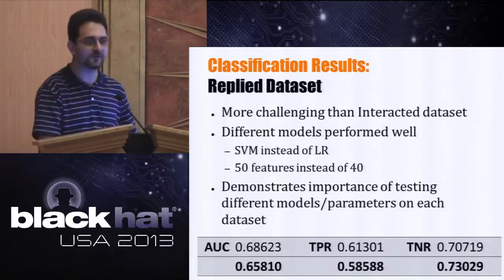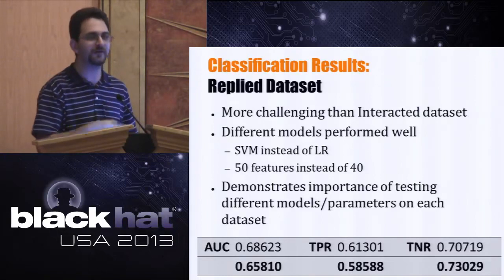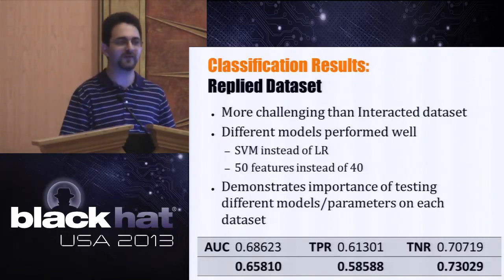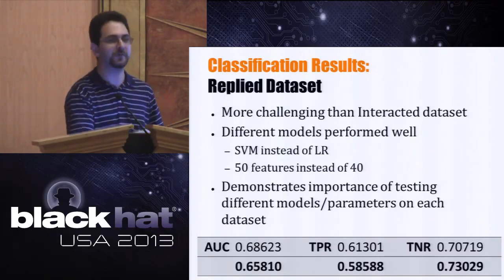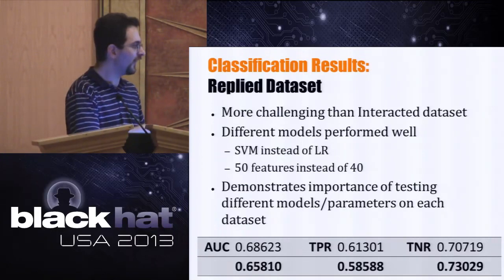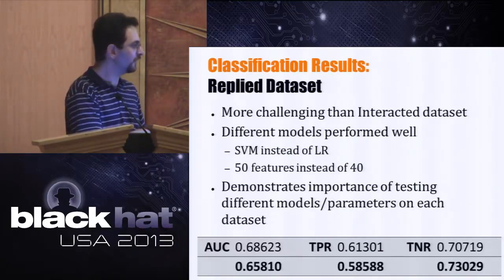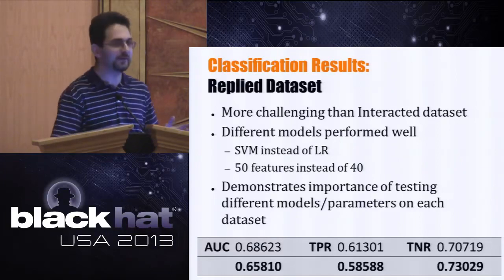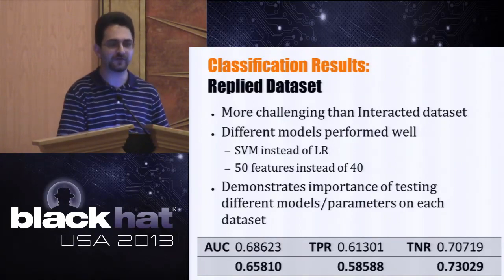Now, we did similar work with the data set looking at only those who replied specifically. We found that it's a little harder to determine individuals that will reply and not just interact. We found that the performance was a little bit less. Our top model only gave a true positive rate of 58.58 and a true negative rate of 0.73. And we also found that different techniques worked well on this compared to the interacted data set.